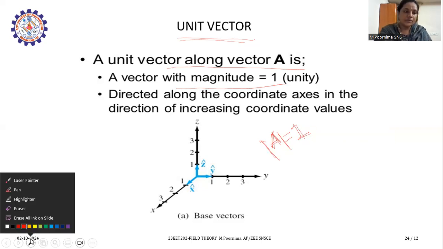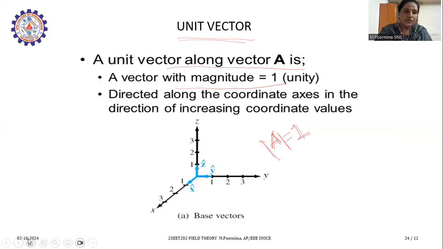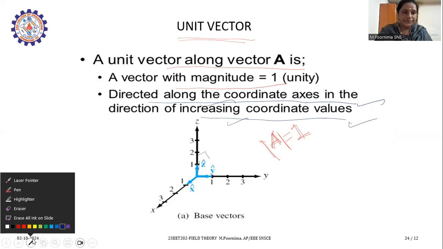Now here, the magnitude of the vector is equal to 1 and its direction is along the coordinate system, in the direction of increasing coordinate values.